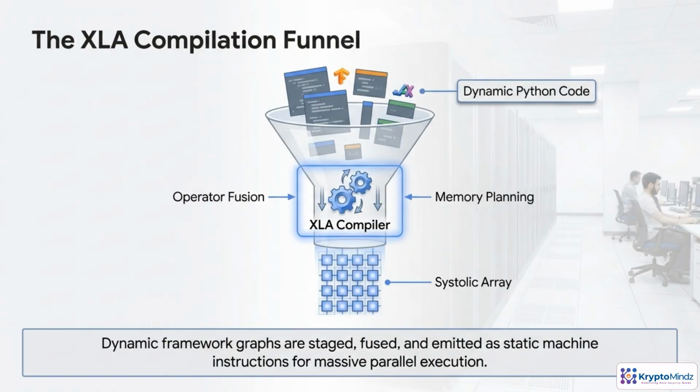XLA acts as the compiler that converts your high-level Python and framework code into a single, highly optimized TPU program. Rather than launching many small ops one by one, XLA analyzes the full computation graph, fuses compatible operations, and plans memory usage ahead of time. The result is a compact set of static instructions mapped onto the TPU's systolic arrays, reducing overhead, improving data reuse, and enabling very high throughput on large batches.